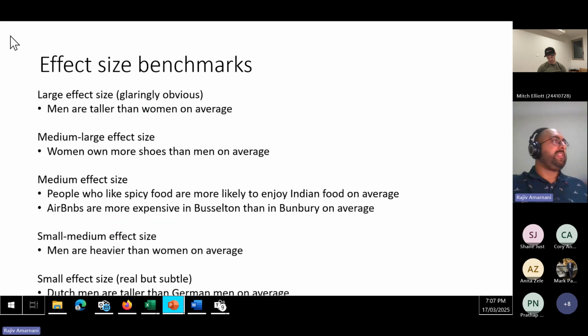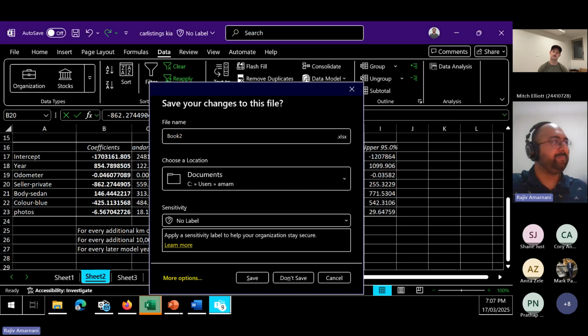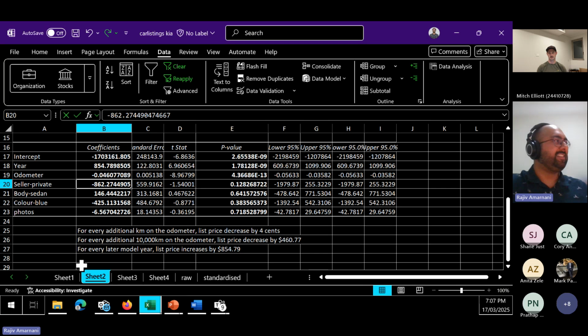Okay. So that was power analysis. So far, everything we have done is unstandardized regressions. So we did our analyses with raw data. And by raw data, I mean, just one moment, just clearing up all the sheets I'm not using. Okay, here we go.